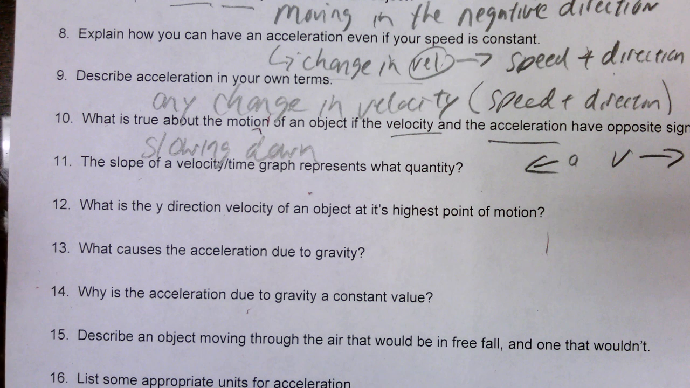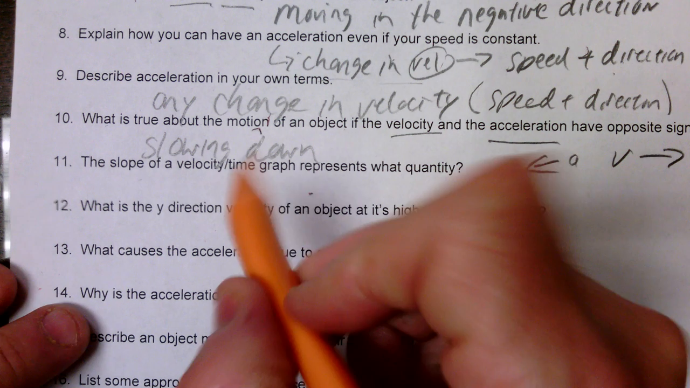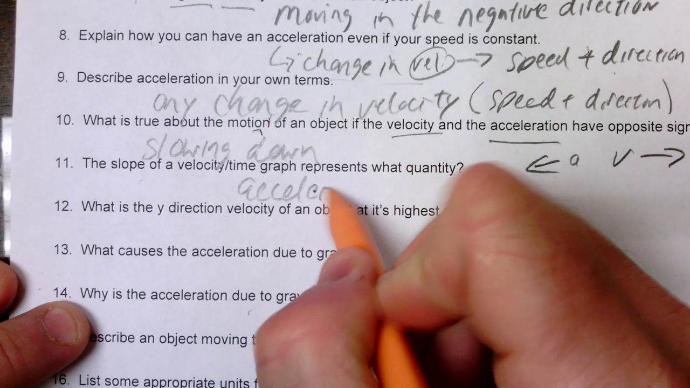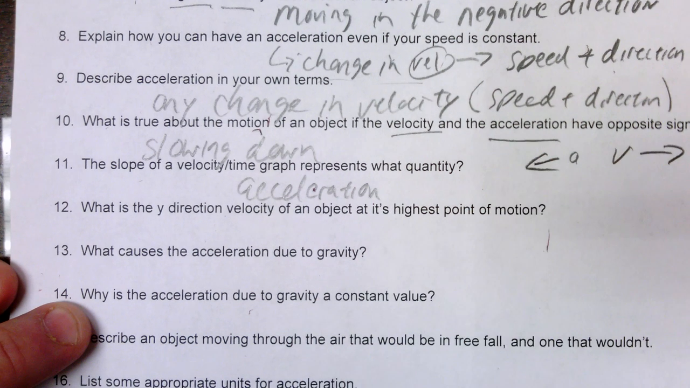So the slope of a velocity time graph represents what quantity? Well, if we've got velocity and time, how much is velocity changing over time? That is the definition of what acceleration is.